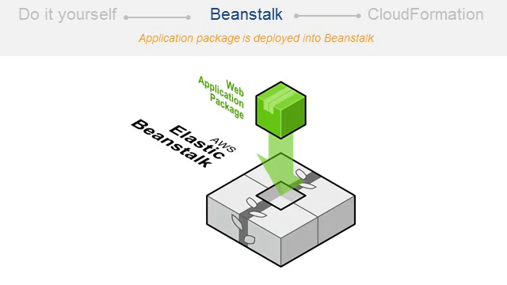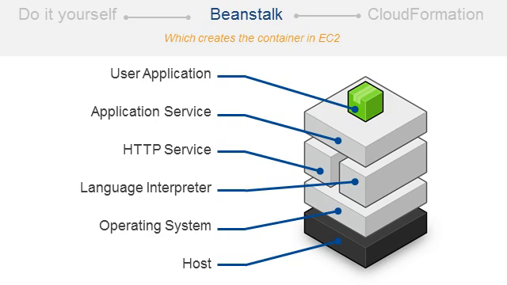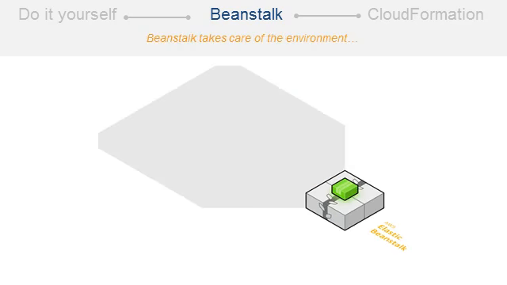The way this works is you would push your web application package into Beanstalk as a deployment action. When you do that, Beanstalk will create a container within EC2 which contains this stack. It will build the operating system for you, either a Windows environment if you're pushing .NET code, or Linux for the other variants we've just talked about. It will create an HTTP service and install a language interpreter for you. And it will then create an application service and allow your user application to be installed within that.